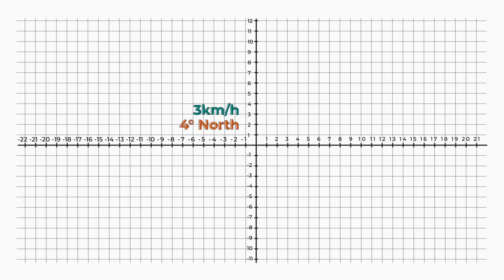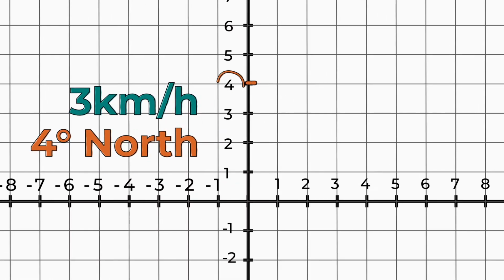We can represent this velocity vector with a single line that shows both the direction and the magnitude, which in this example is the speed. That is how the vector is represented on a graph.